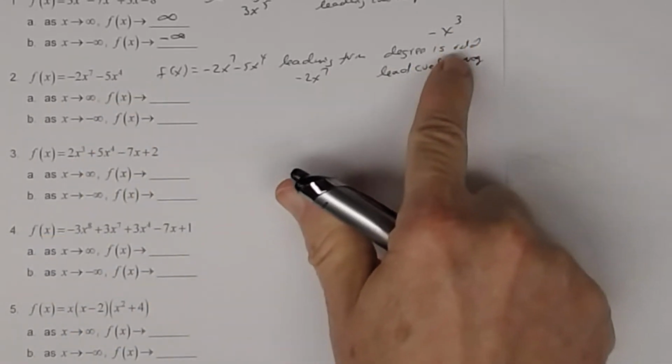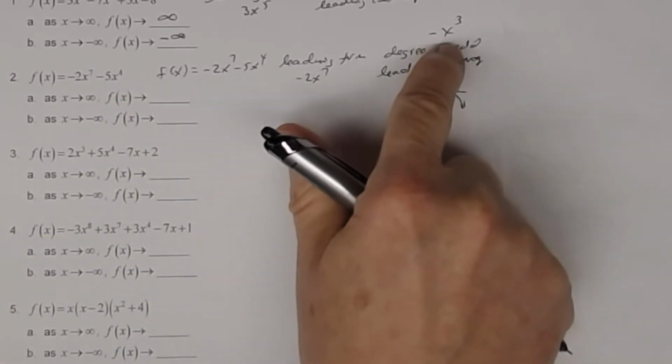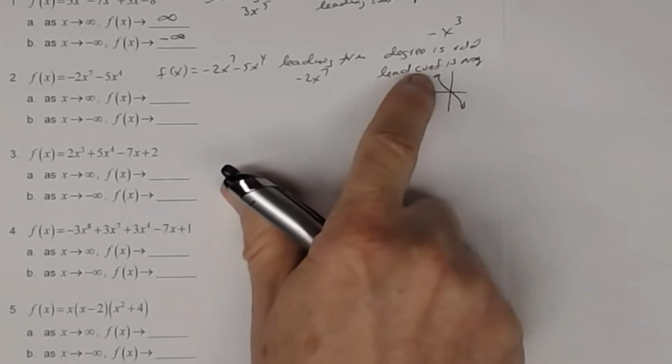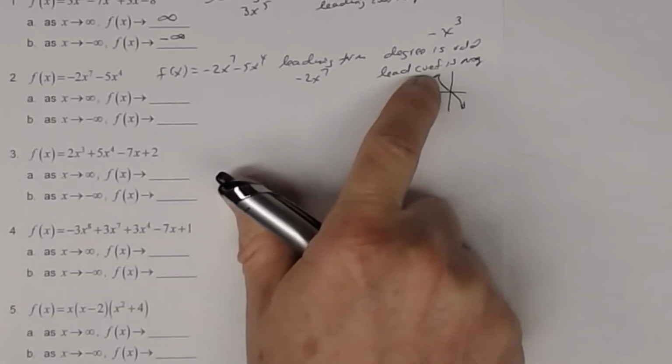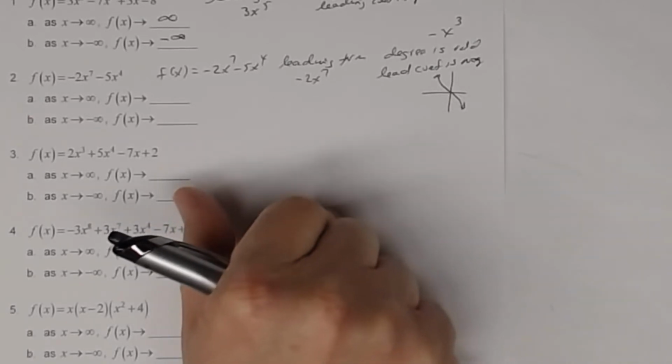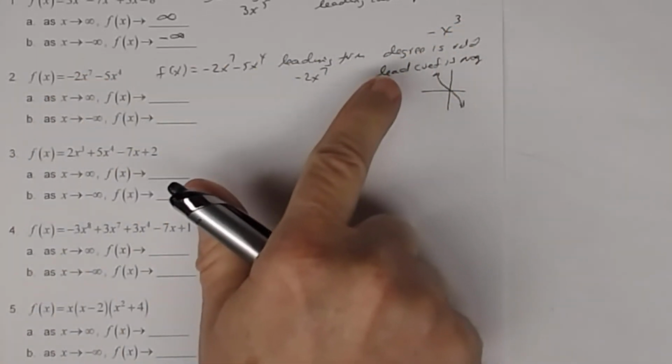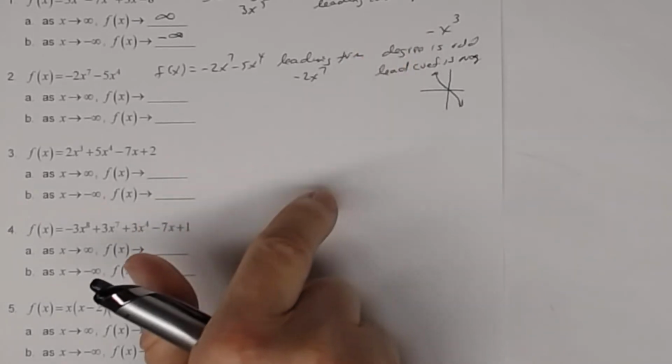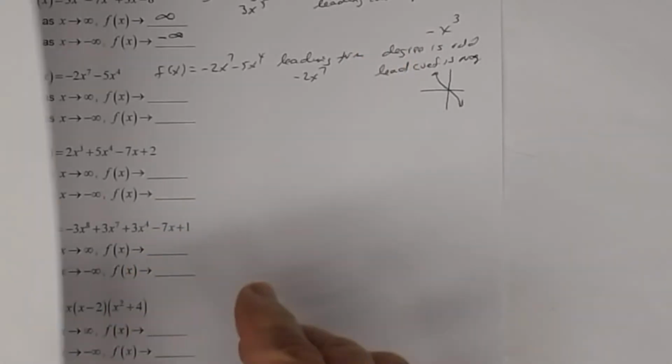Based on what we know from negative x cubed, on the left my graph points up, and on the right my graph points down. And that's going to be true for any odd function with a negative leading coefficient.